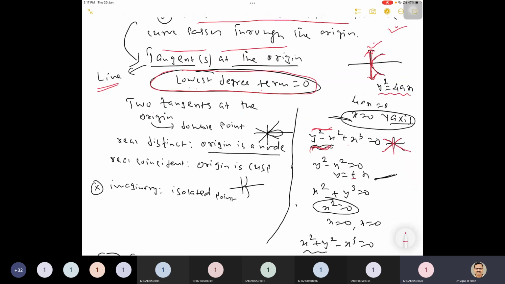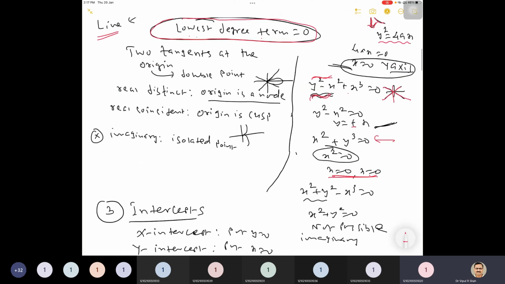Suppose you are having x square plus y cube equal to 0. What is the lowest degree term? x square is the lowest degree term in this example. So the tangent is x equal to 0, x equal to 0, two times tangent. Same, but two times.